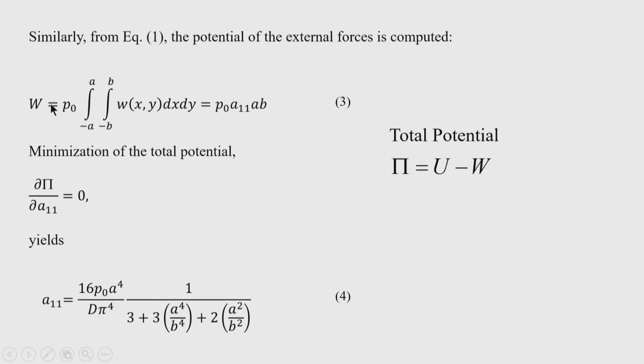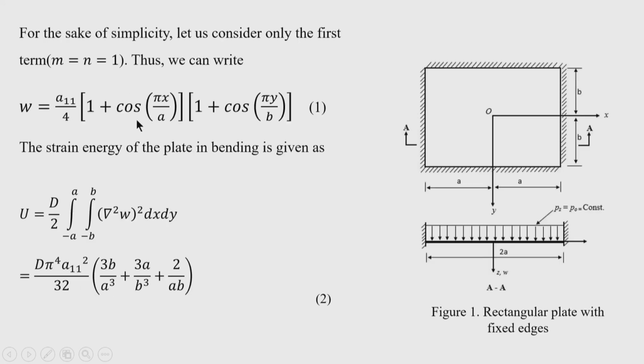So, work done by the external load is, suppose the load is P naught, which has uniform intensity over the plate area. So, P naught I am taking outside the integral sign, and then integration is carried out with the product of W x y, where W x y is the deflected shape, and dx dy. P naught is taken outside the integral sign because the load is constant. After integration you can see W is a very simple expression.